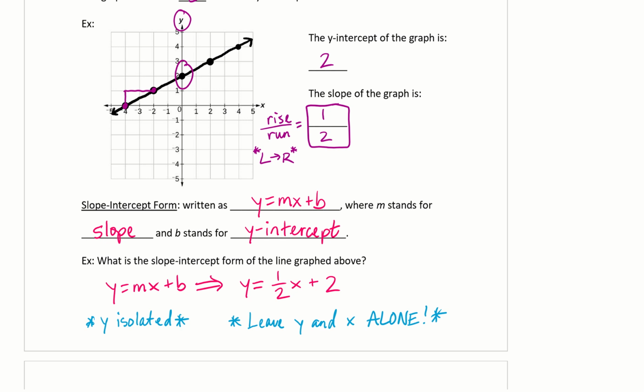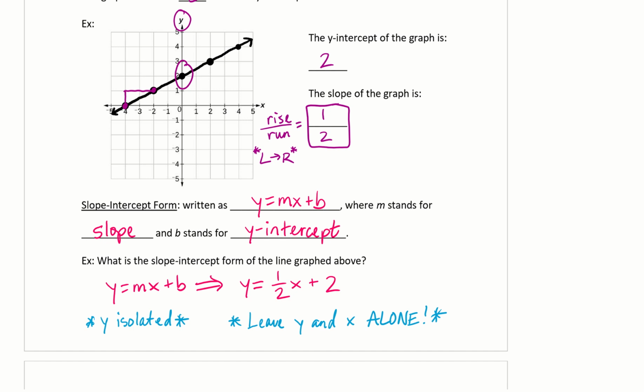Okay, a couple notes that I wrote down there for you. Keep y isolated if we're in slope-intercept form. So in your assignments, either tonight or in the future, you might have problems where it's asking you to rewrite an equation into slope-intercept form. It is very important that when you do that, you have y isolated. If you isolate y, pretty much the rest is just going to fall into place for slope-intercept form. So y has to be isolated.